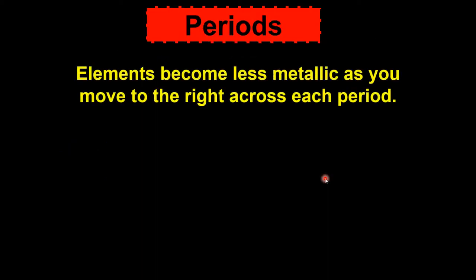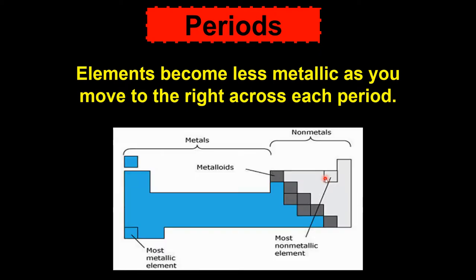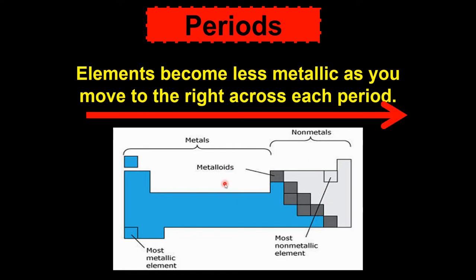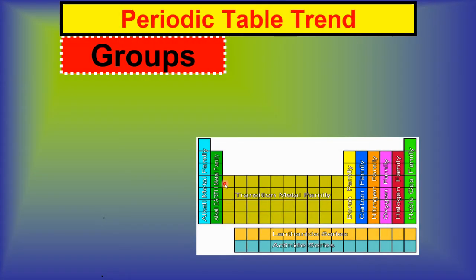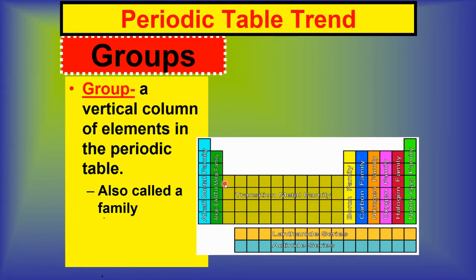Elements become less metallic as you move right across each period. So when we're looking at the metals and the nonmetals, the metals are going to be on the left, the nonmetals are going to be on the right. And as I move across the period, because they go horizontal, I'm becoming less metallic and moving into your nonmetals. Your groups. So your groups are actually the vertical columns on the periodic table.